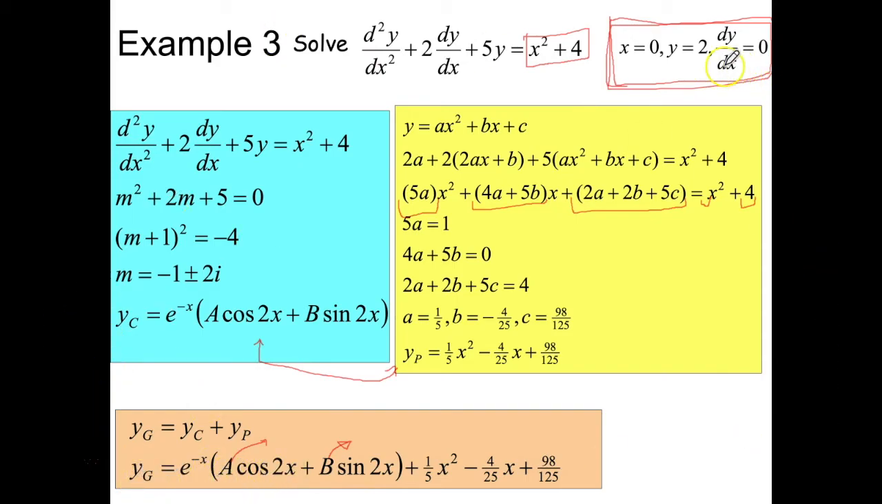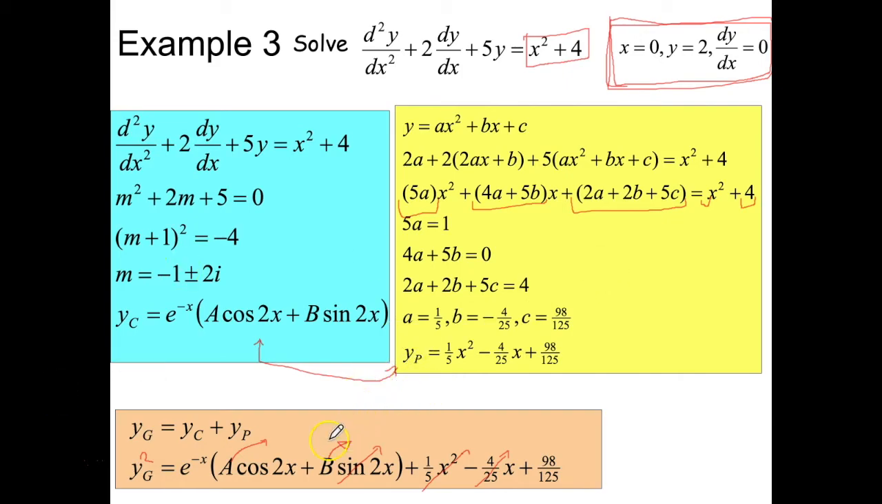First, we are told that when x is 0, y is 2. So we will have 2 here, and then when x is 0, cos 0 will be 1, and sine 0 is 0, so this will go to 0. This is 0, this is 0. So 2 should be equal to a plus 98/125, and so you can look for a.